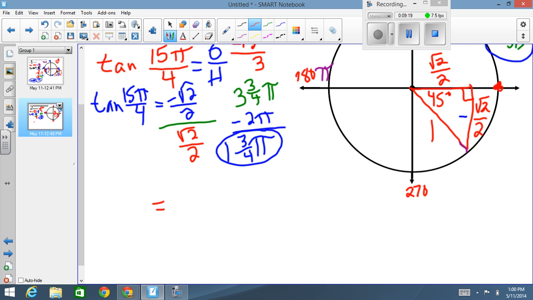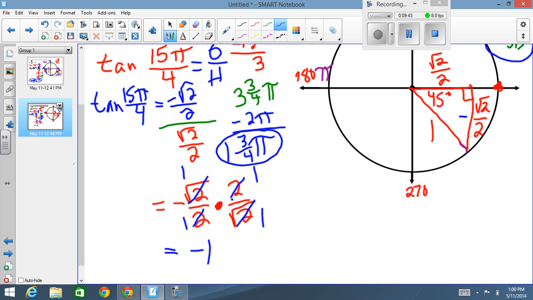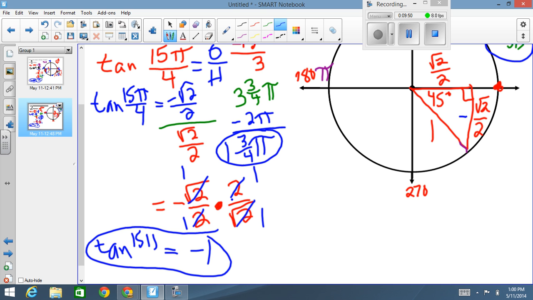Remember, we can change division to multiplication by using the reciprocal of the second fraction. So I flip that one over. Don't flip both of them or else it's not doing us any good. So we got a bunch canceling here. We got this 2 and this 2 canceling. We also got this radical 2 and this radical 2. All we're left with is negative 1 over 1. So the tangent of the angle 15 pi over 4 is just equal to negative 1.